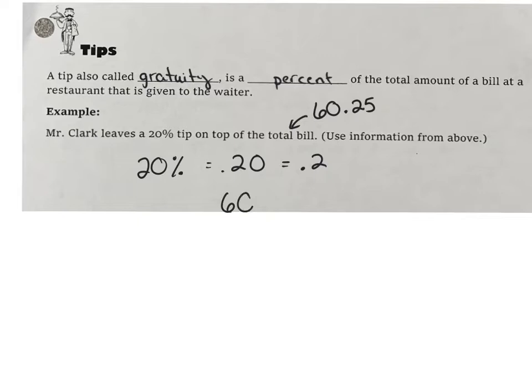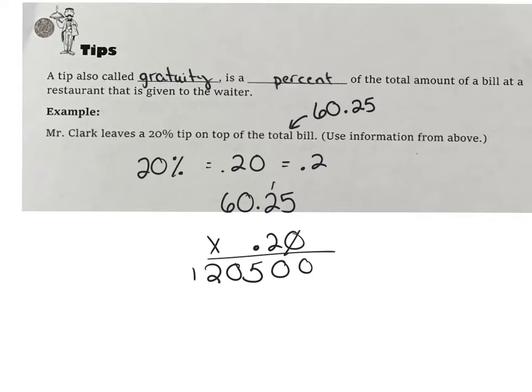And we can multiply these. So you have $60.25, and let's say you do it as 20 hundredths. Remember, the 0 doesn't do anything. You just drop it down. Then 2 times 5 is 10, carry your 1. 2 times 2 is 4, plus the 1 is 5. And 2 times 0 is 0, and then 2 times 6 is 12.